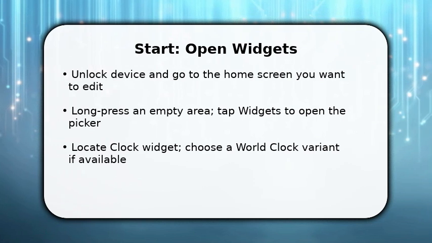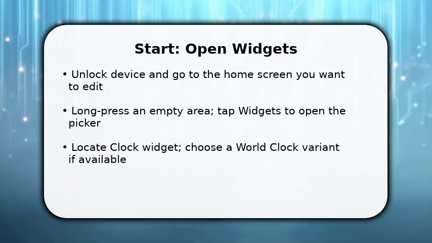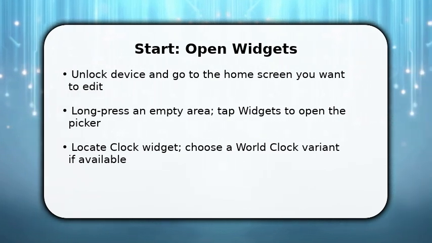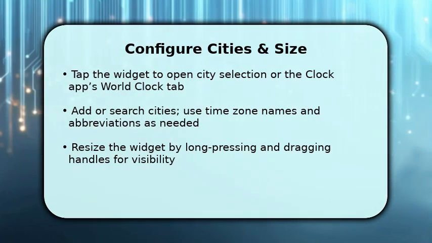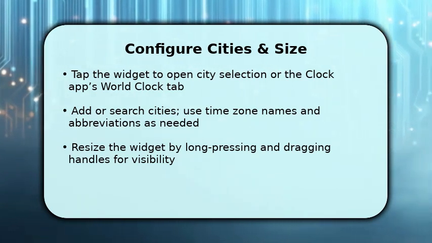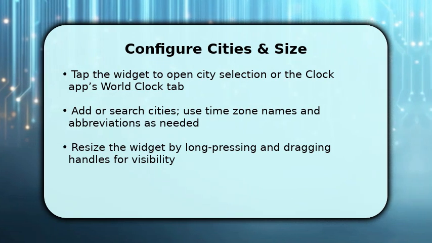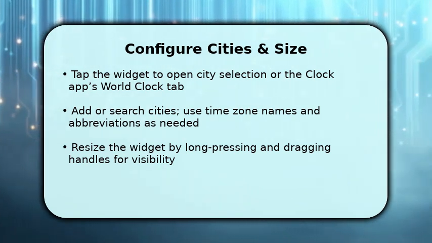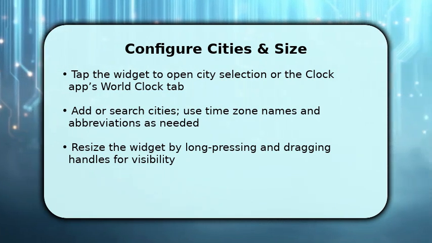Once placed, release to drop. You'll trigger the widget's configuration step next, so make sure you have the cities you want in mind. Now configure which cities appear. Tap the widget to open the World Clock view or the Clock app's World Clock tab, then use Add City to search by city name or time zone. Once added, reorder or remove entries so the most important cities show at a glance.